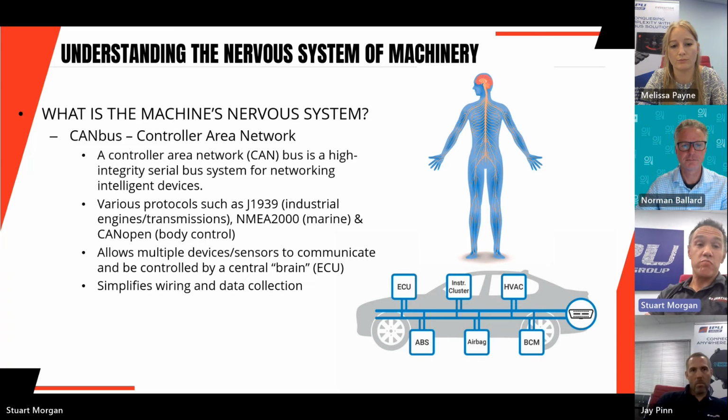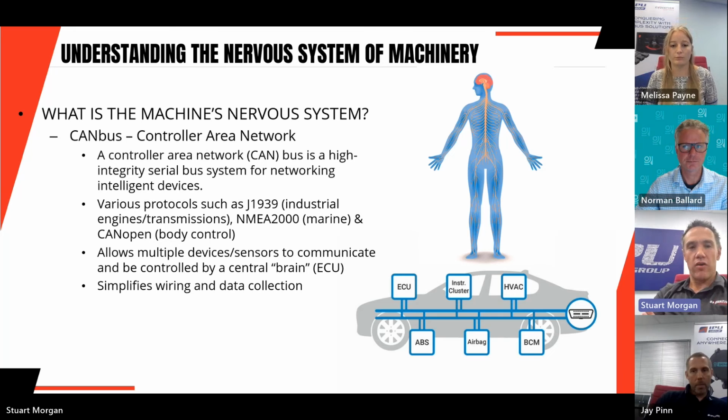It's basically all the same principle. It's just a different language. You could equate it to one talking French instead of German or something like that. It's basically broadcasting the same information, just in different formats. And like you said, it just allows multiple devices to communicate to that central computer.